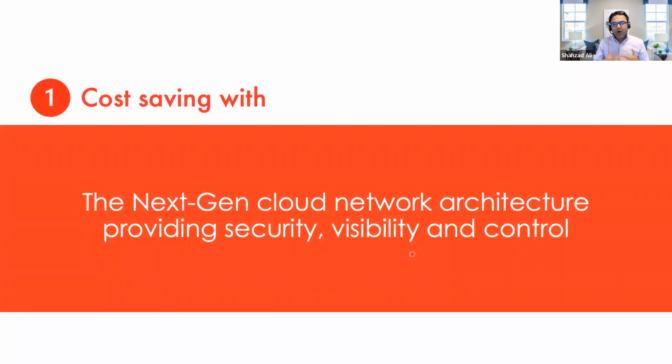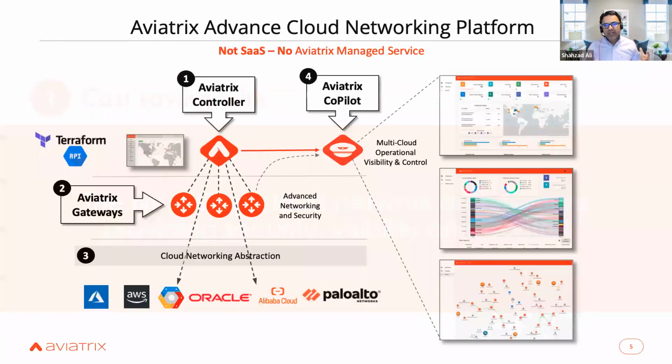Now let's talk about how I actually save the cost of this cloud deployment. The first thing is to adopt the next generation cloud network architecture, which can provide you security, visibility, and control. And this is exactly why we have Aviatrix to help you, because we see it day in, day out. We work with hundreds of enterprise customers. We do it every day, right?